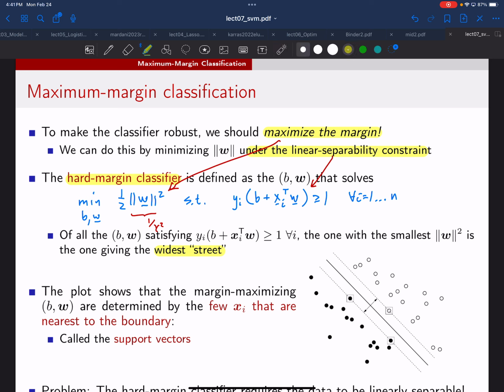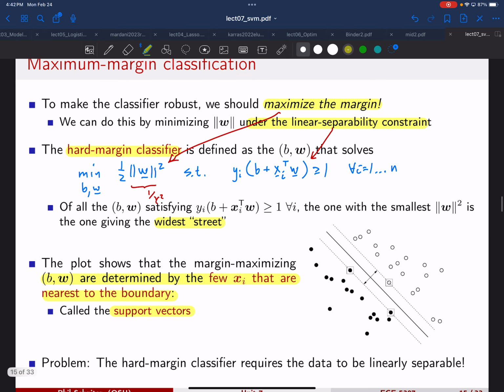Okay, so these few points that determine the boundary are called the support vectors. So they're the few elements of your training data set that actually determine that boundary. So in this case, there would be three support vectors. It would be those two black points and the one white point.